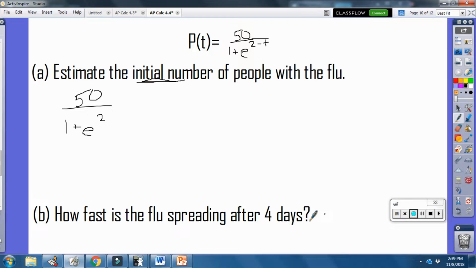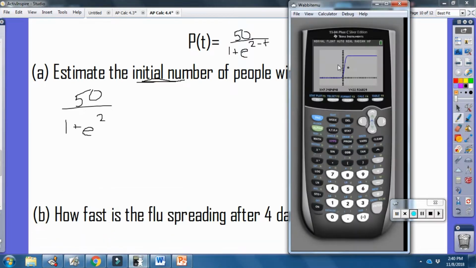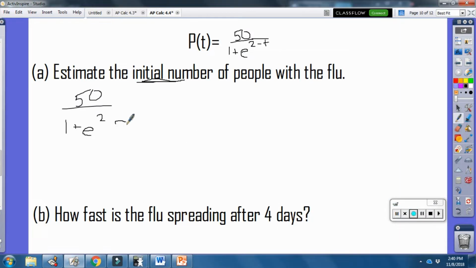I don't know what that is off the top of my head, so I'm going to use my calculator. 50 divided by 1 plus e squared. I got 5.96. So we're going to say approximately 6 people. Realistically, that's the most likely answer, that it was 6 people at the start.